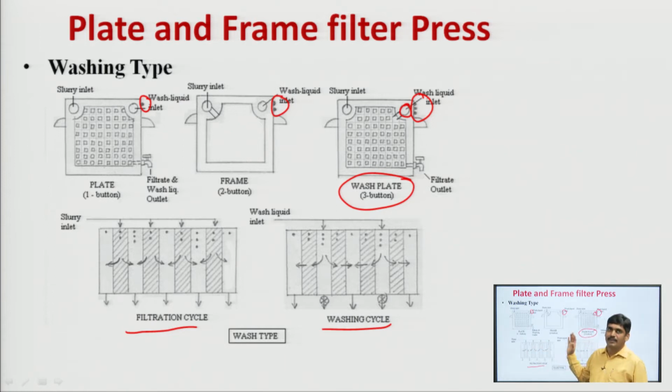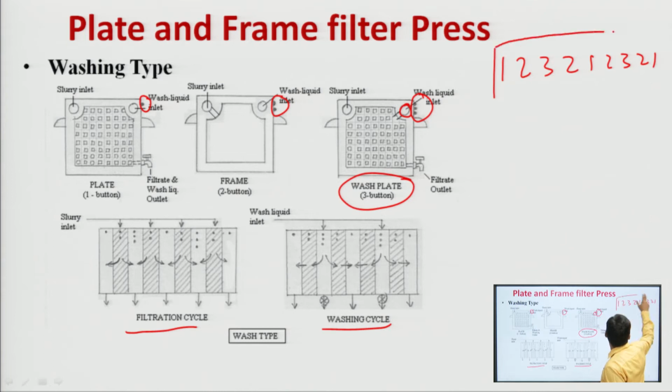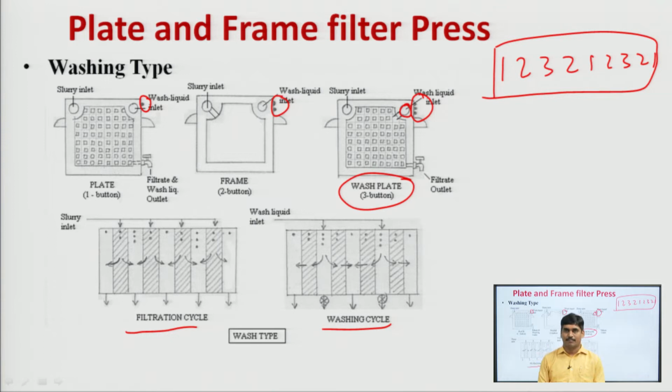The arrangement of plates and frames in this case is 1, 2, 3, that means first plate, second plate, third plate, then second plate, then first plate, then second, third, 2, 1. In this fashion the plates and frames are arranged.